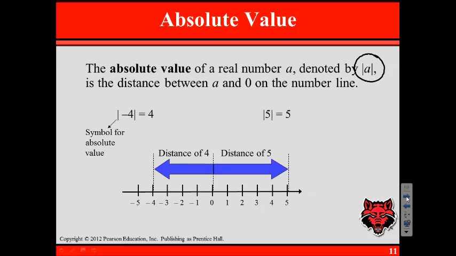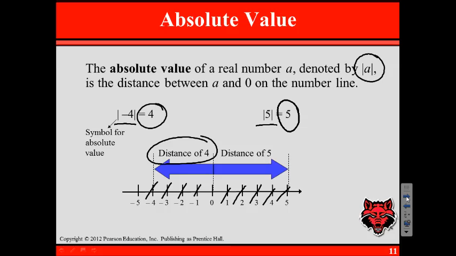So if we look at the absolute value of -4, we're looking at the distance between -4 and 0. And we can count the tallies. We have 1 mark, 2 marks, 3 marks, 4 units to the left. So the absolute value of -4 is 4, a positive value. The same is true for the absolute value of 5. We look at the number of units distance between 0 and 5. 1, 2, 3, 4, 5. So the absolute value of 5 is also a positive number.